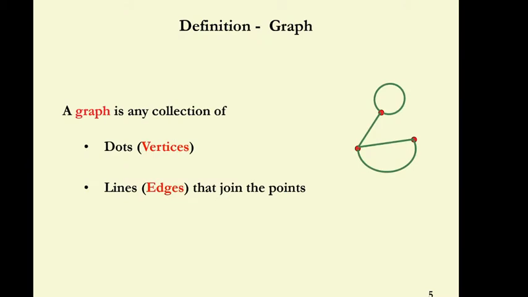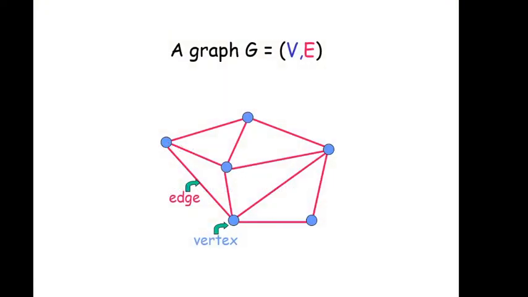Let me give the basic definitions of graph. A graph is a collection of dots, vertices, lines or edges that join the points. In this figure, there are 3 vertices and there are 4 edges. And this is a graph with the vertex set V and the edge set E. In this figure, it has 6 vertices and 10 edges.